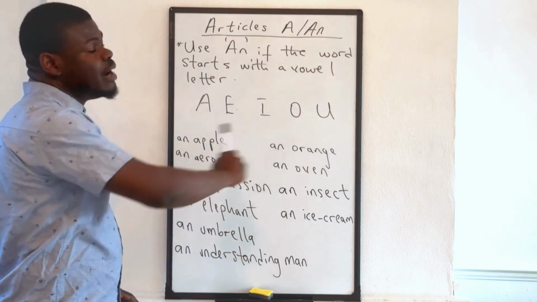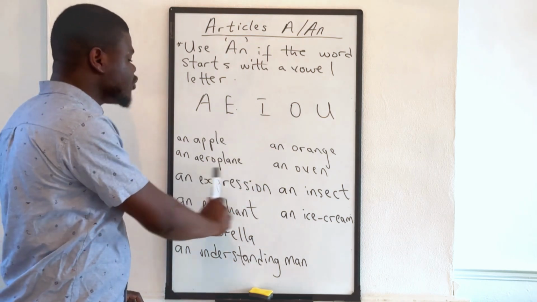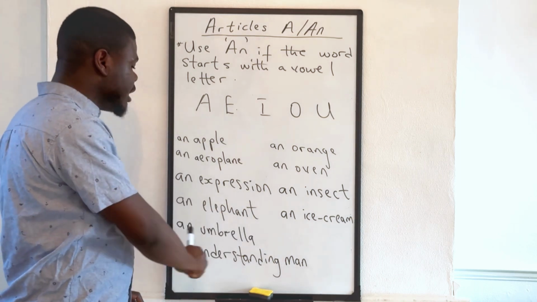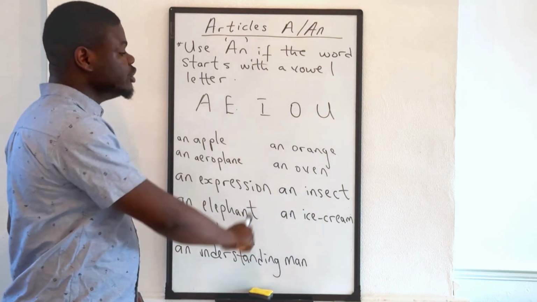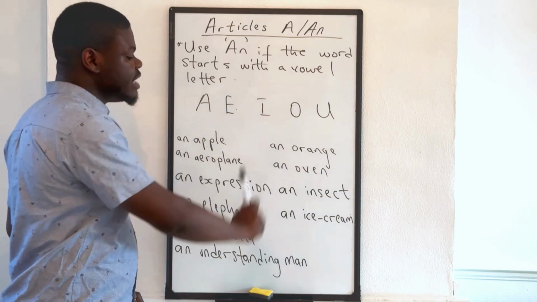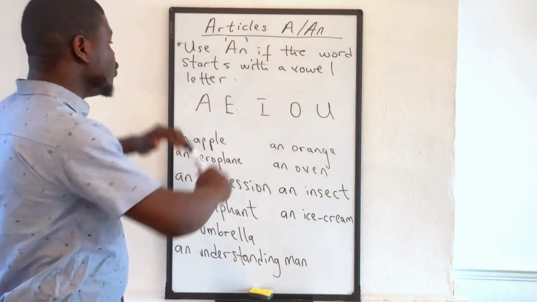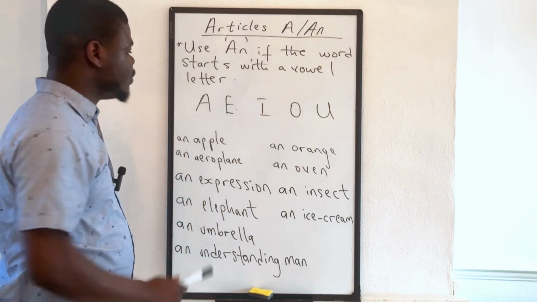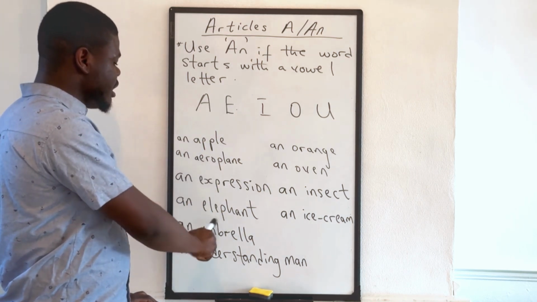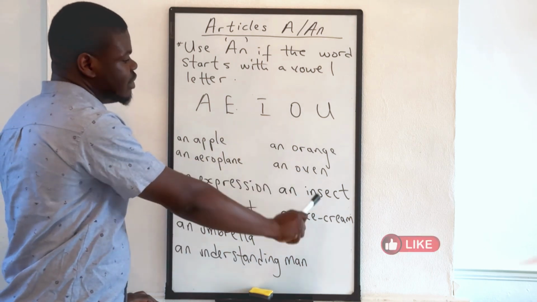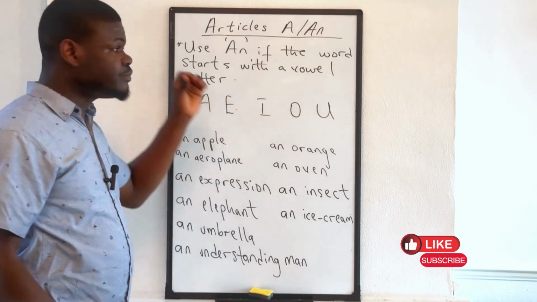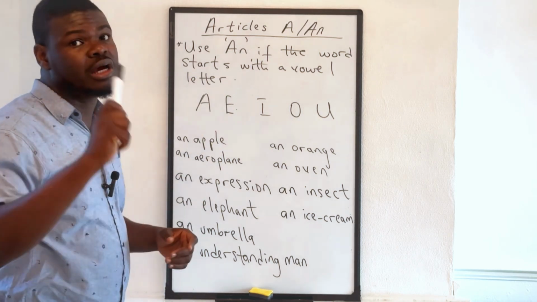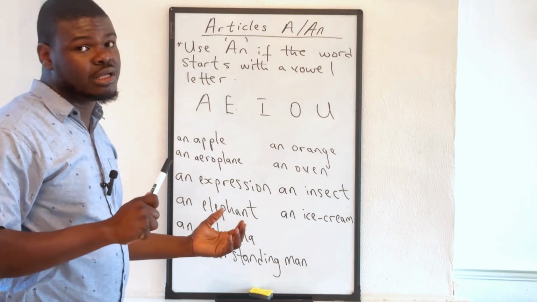So that's why we've got an apple, an aeroplane, an expression, an elephant, an umbrella, an understanding man, an orange, an oven, an insect, an ice cream. Because all of these words begin with vowel letters: vowel letter A, E, I, O, U. So if the word begins with a vowel letter, what you should use should be an. Please take note of that.